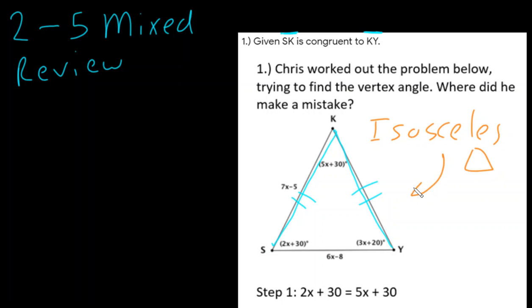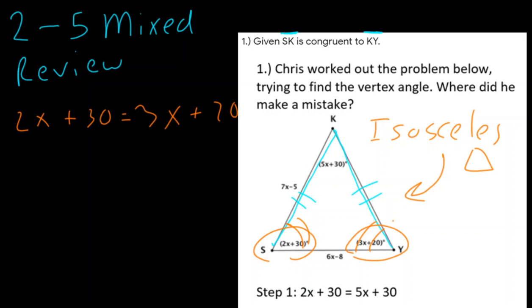Now, if this is isosceles, what does that really mean about the base angles? It means that the base angles are congruent. So if we were going to set up anything, we could set up one of the following two statements. We could say, my base angles of an isosceles are congruent, and I could write 2x plus 30 is equal to 3x plus 20.